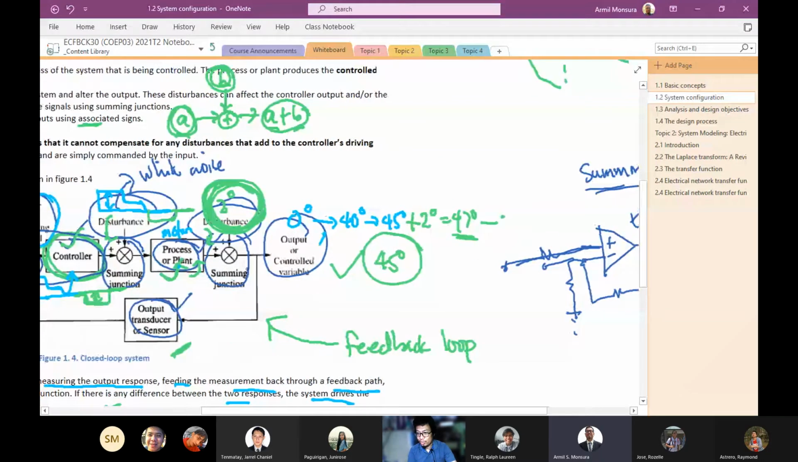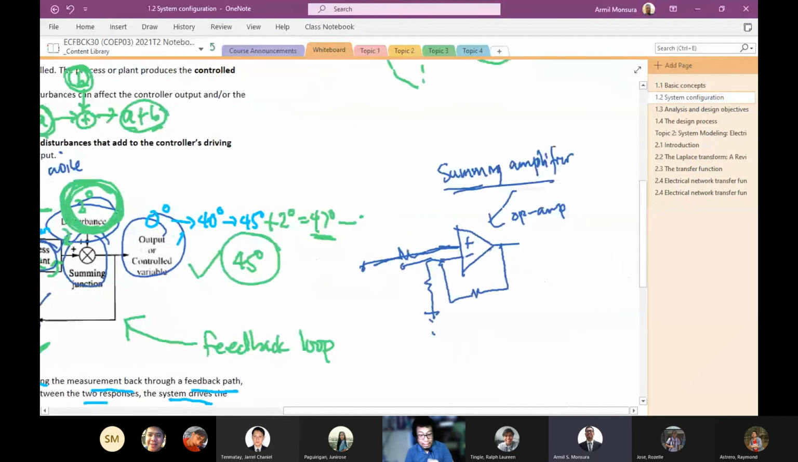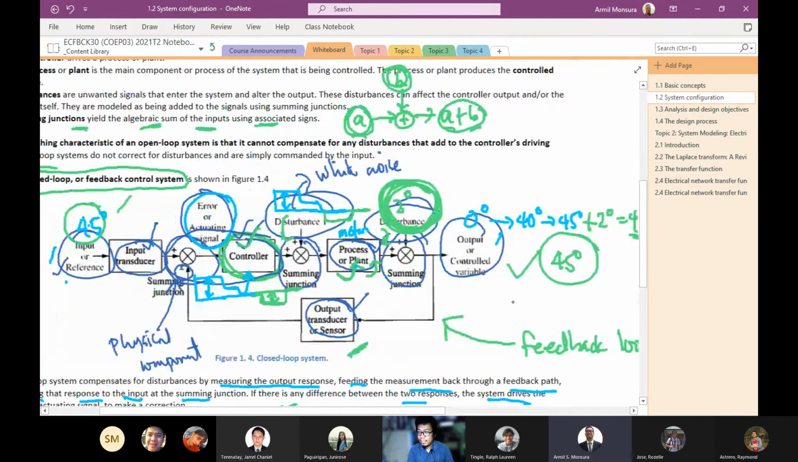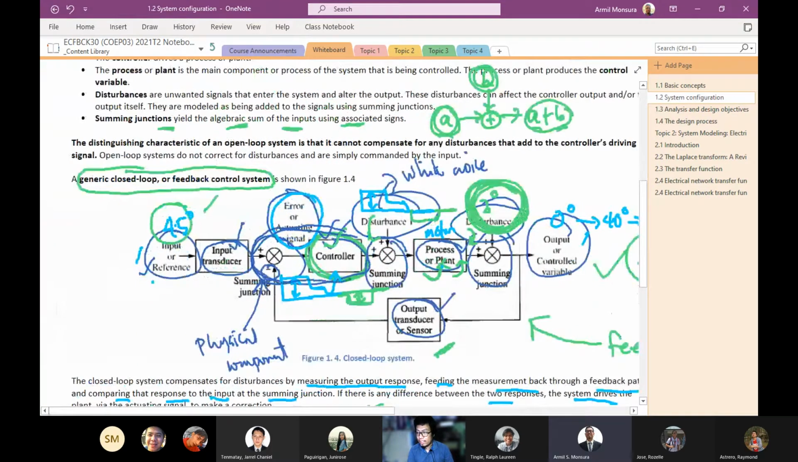Ngayon, yung controller ninyo can also be implemented by the same op-amp. Okay, dagdagan ninyo lang ng, for example, capacitor. This now can be used as a controller. So basically, sa schematic ninyo, lalabas itong summing junction at saka yung controller ninyo are basically the same component or the same circuit. Okay?